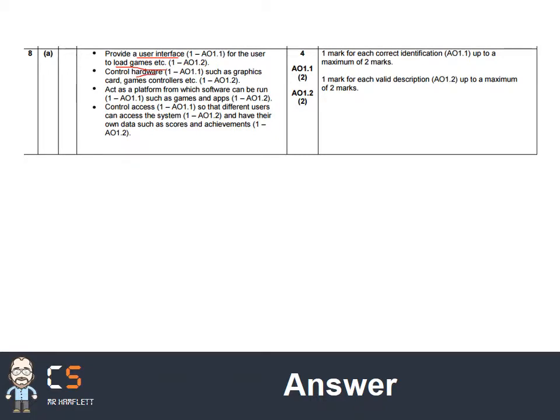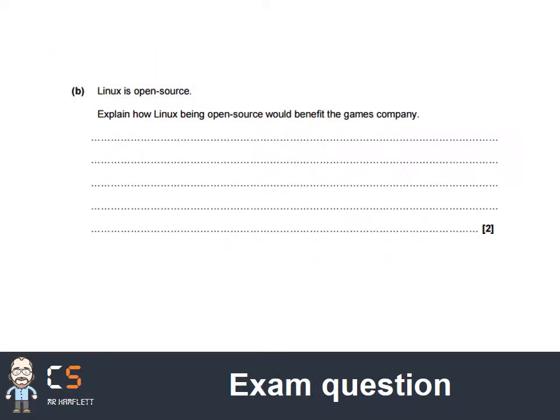Control the hardware, for example the games controller or graphics card. You see it's linked back to the question. Access platform, on which software can be run, such as games and apps. Control access, so different users can access systems, so security. You see every single one of these is clarified with a point linking back to the question. Linux open source. Explain how Linux being open source will benefit the games company. Again, you need to link it back to the question.